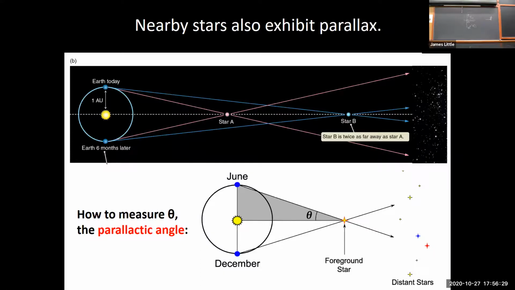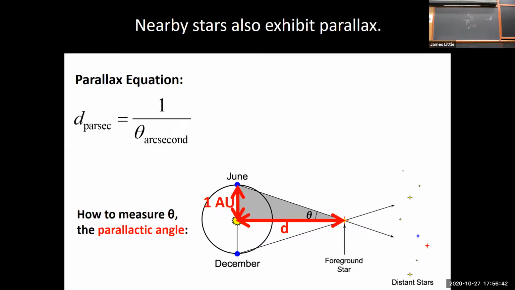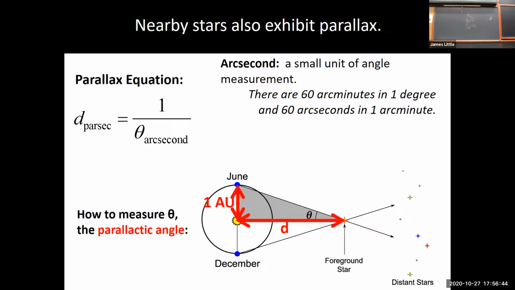So this is the mathy bit that you don't have to understand, but you can measure the parallax angle. You know the distance from the sun to the Earth. And if you've got an angle measurement and one side of a triangle, then you can figure out how far away things are.